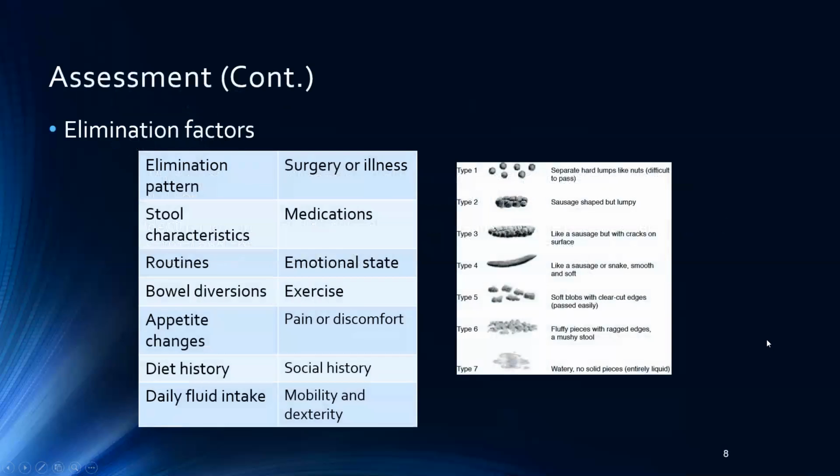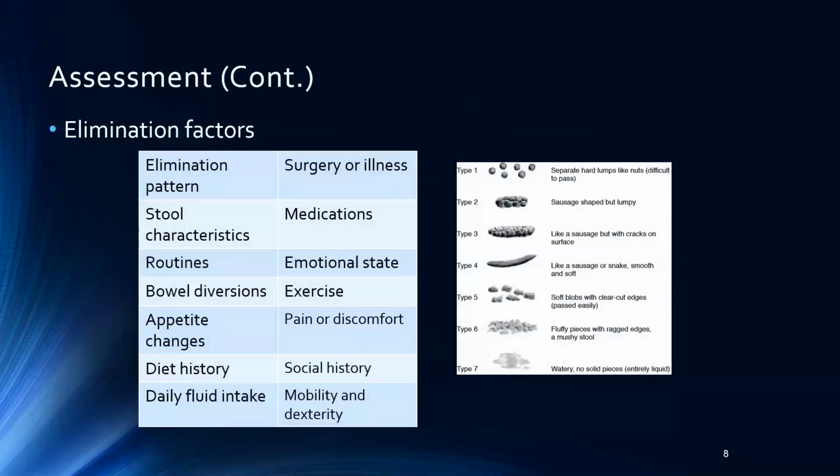You need to determine what their normal, usual elimination pattern is. Include frequency and time of day. Have the patient or caregiver complete a bowel elimination diary if necessary. Patients should describe their usual stool characteristics so you can see when there's something that is different from the norm. You should be able to identify routines followed to promote bowel elimination.